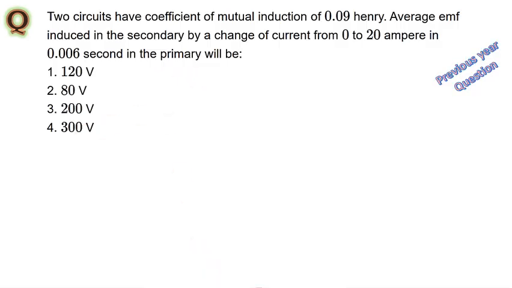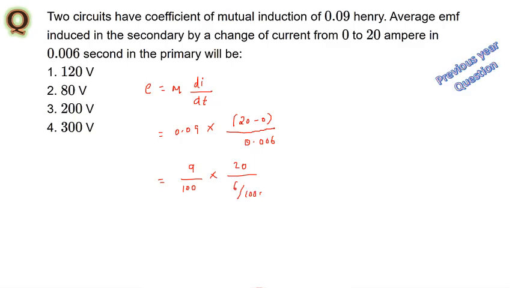See, according to Faraday's law of electromagnetic induction, the induced EMF E is equal to M into di divided by dt here. Now, this M value they have given, that is 0.09, into the change in current, which is final minus initial, that is 20 minus 0 here, and the whole divided by dt, the value they have given, 0.06 second. Now you just substitute the values. This 9 divided by 100 is nothing but 0.09, this one here is 20, and this one you can write like 6 divided by 100 here.